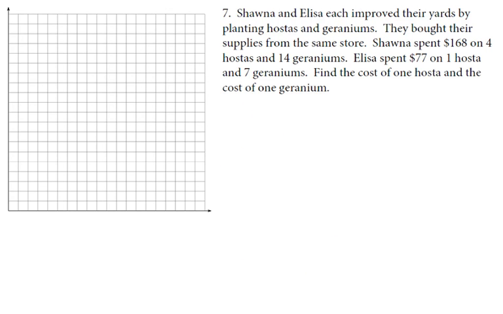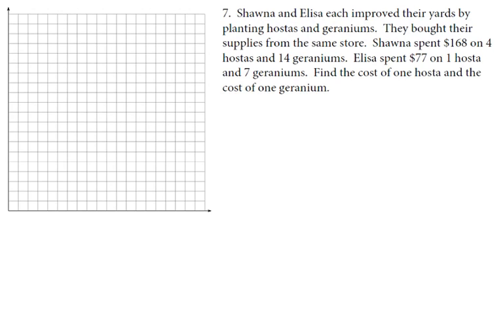Alright. So let's take a look at another one. Shauna and Elisa each improved their yards by planting hostas and geraniums. They bought their supplies from the same store. Shauna spent $168 on 4 hostas and 14 geraniums. Elisa spent $77 on 1 hosta and 7 geraniums. Find the cost of 1 hosta and the cost of 1 geranium.